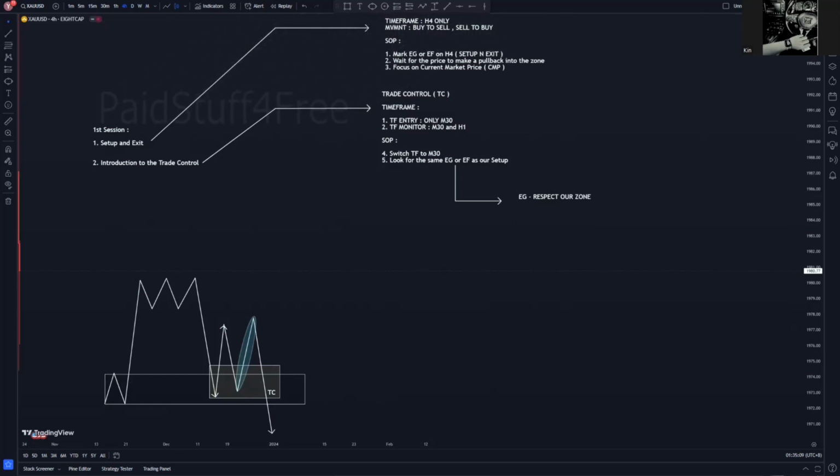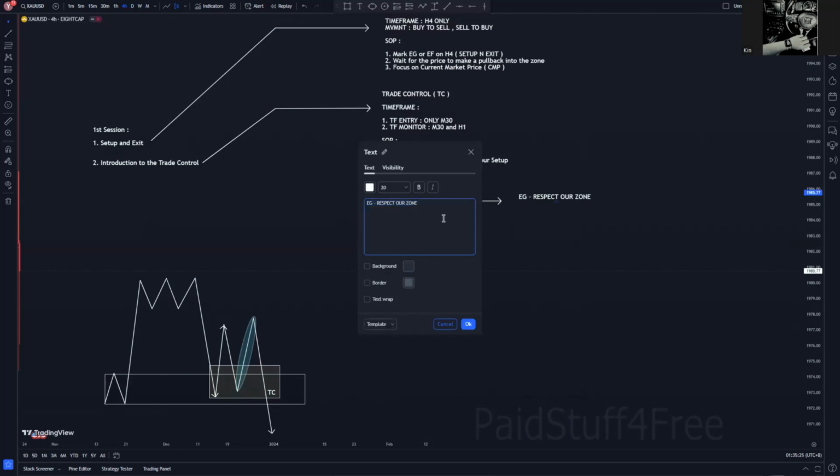What is the relation between the H4 and M30? What is the most important thing we need to see in H4? What is the most important thing in M30, and so on? All right. If there is no question, how about the EF?